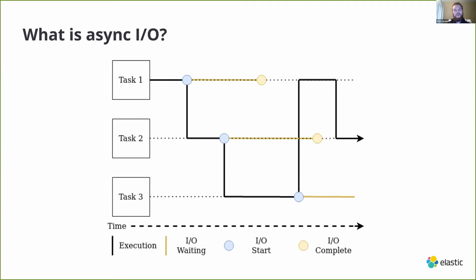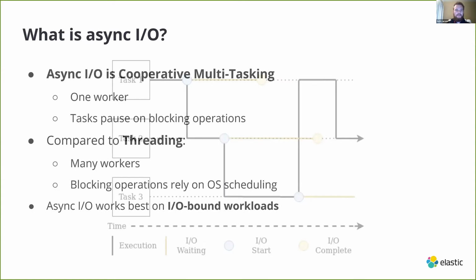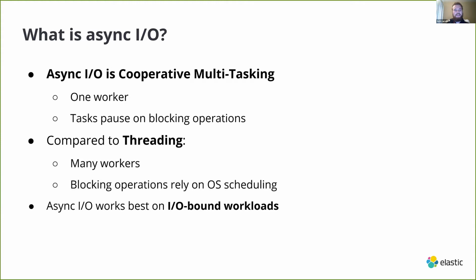If you work around that, you can essentially have your CPU with one worker working on the CPU tasks while the I/O is happening in the background. And so I have this comparison of Async I/O being cooperative multitasking with a single worker and tasks that pause on blocking operations such as I/O.